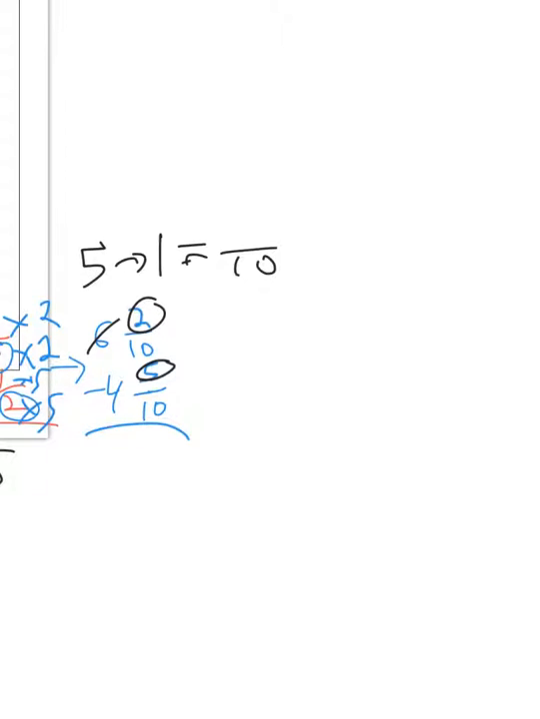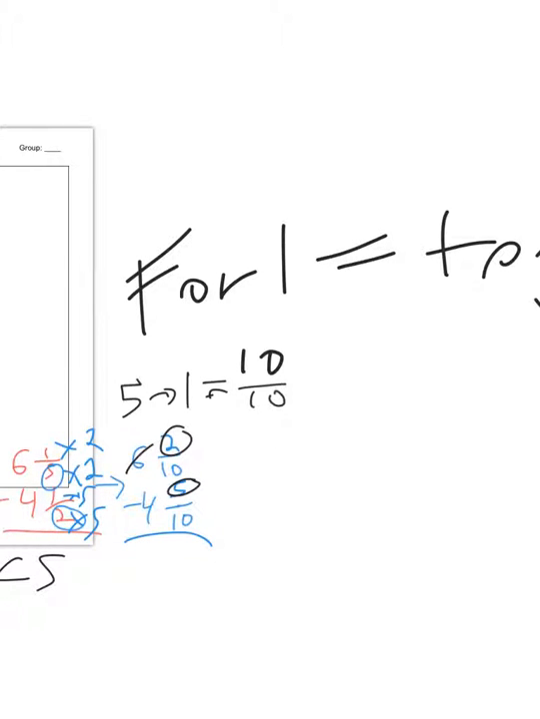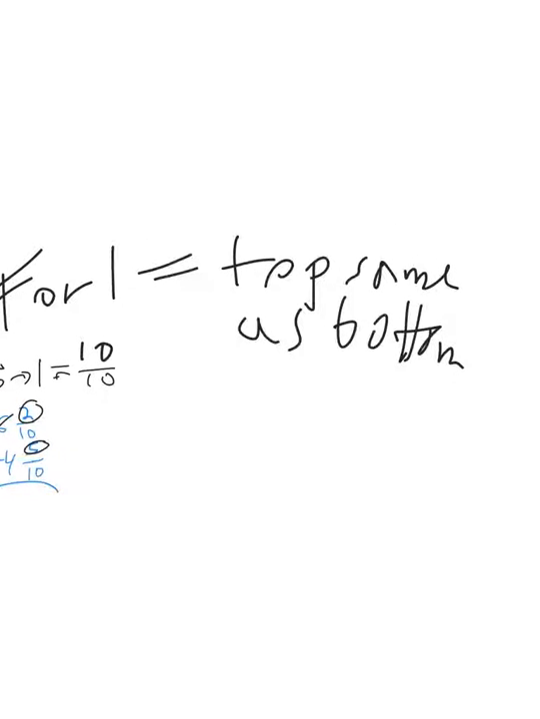Anything, okay, repeat after me. For 1, the bottom has to be the same as the top. Go ahead and repeat after me. For 1, the bottom has to be the same as the top. Okay, so if we put a 10 on the bottom, what is the top? 10, right? So again, for 1, the top is the same as the bottom.